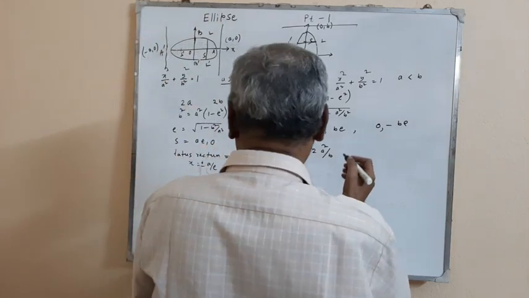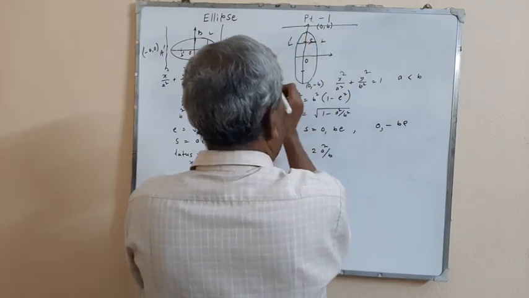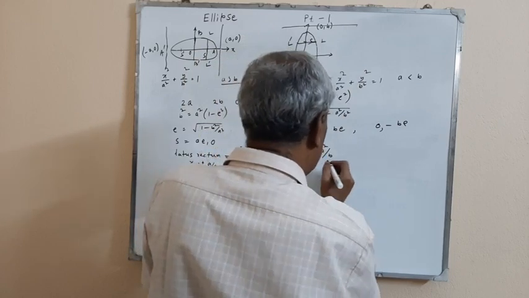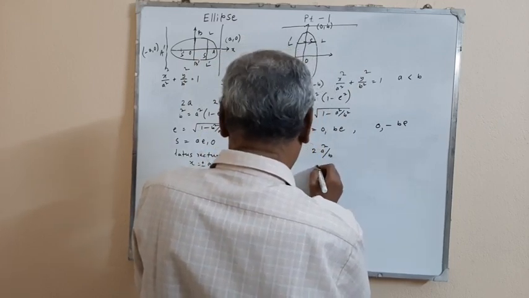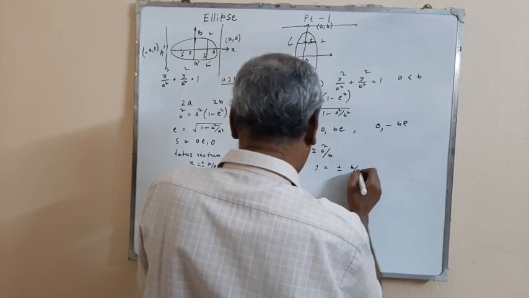And for that case, the equation of the directrix is this, and along that, its equation is y is equal to plus minus b by e.